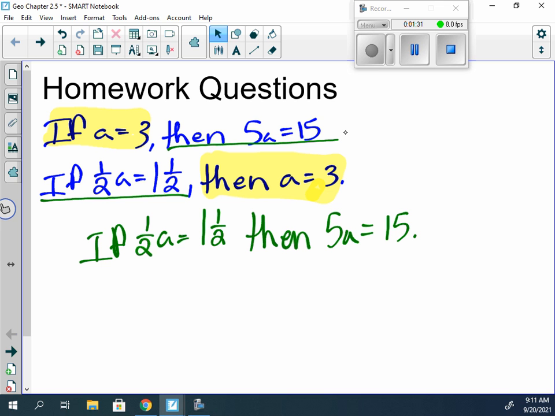Any other questions on this here? Any other questions on any of the homework assignments?